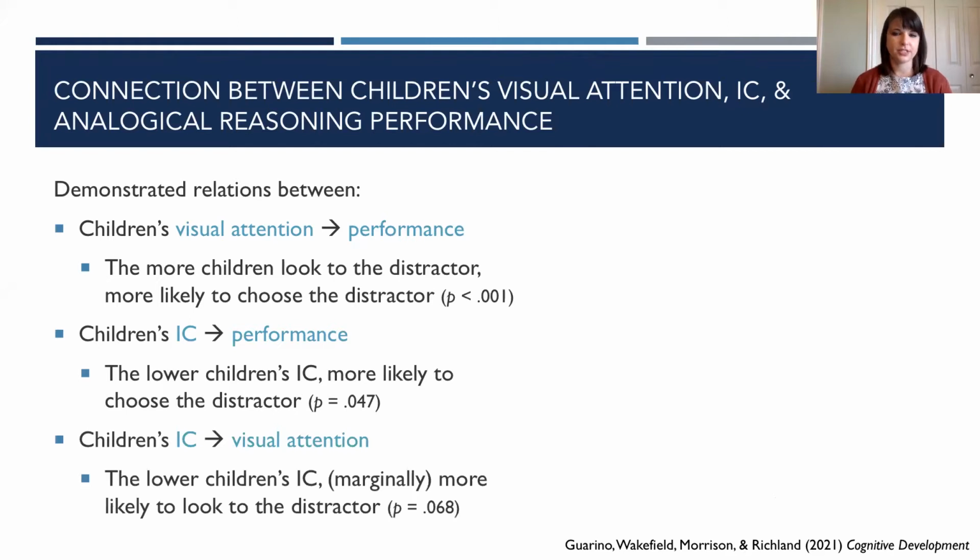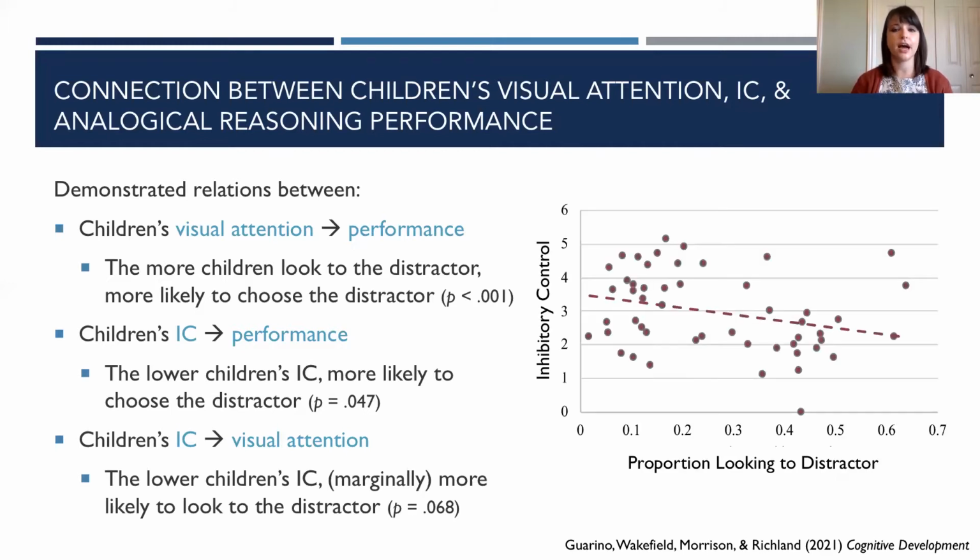And last, we also established a direct association between children's inhibitory control and visual attention patterns, such that the higher children's inhibitory control, the more likely they are to orient their attention away from those featural matches. So this association between all of these factors: children's visual attention and performance, inhibitory control and performance, and inhibitory control and visual attention.